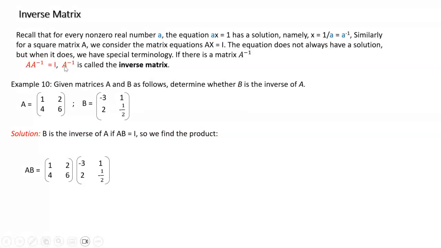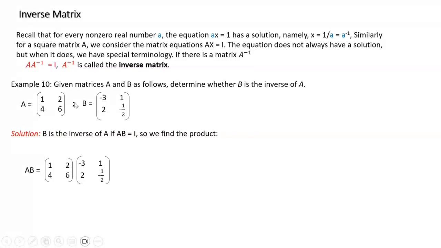The symbol capital A to a negative 1 is called the inverse matrix. I know the definition and wording is kind of hard to follow, but when I show you an example, it's going to make more sense of what the definition is talking about. So example number 10. It says given matrix A and matrix B as follows, determine whether matrix B is the inverse of matrix A.